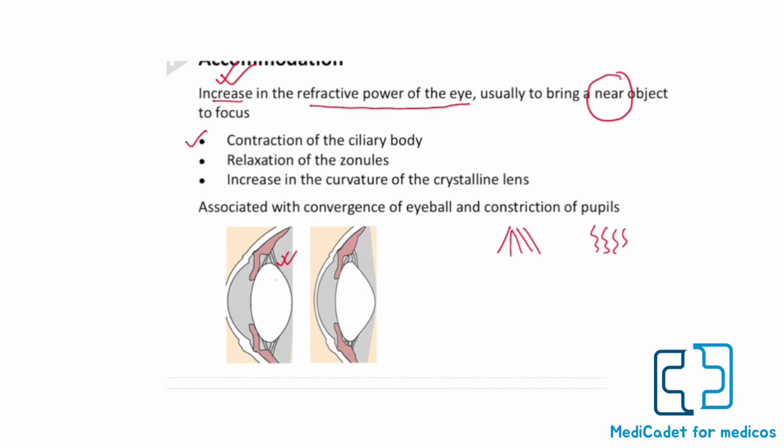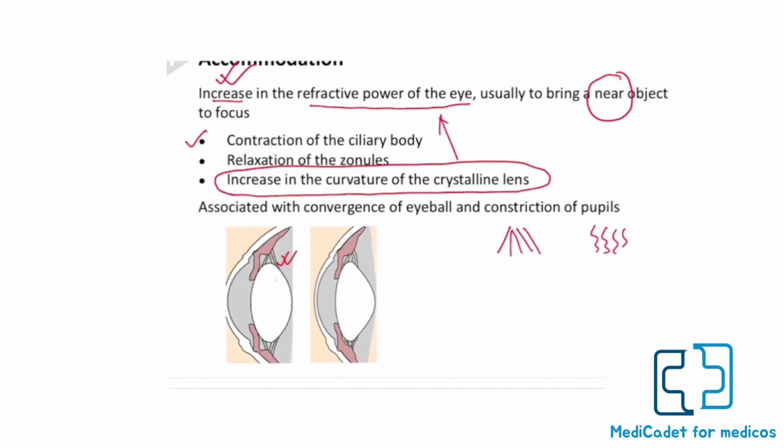When these zonules become loose, then this biconvex structure becomes more curved. So there is essentially an increase in the curvature of the crystalline lens. This increase in the curvature of the crystalline lens is actually responsible for this increase in refractive power. So just to put it together, accommodation is the process of increasing the refractive power of the eye.